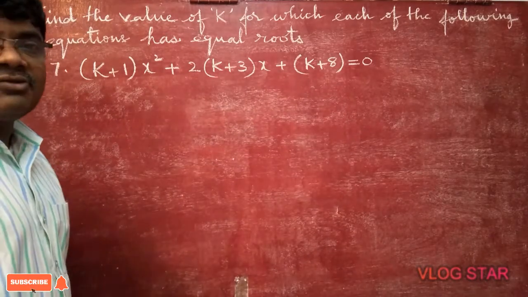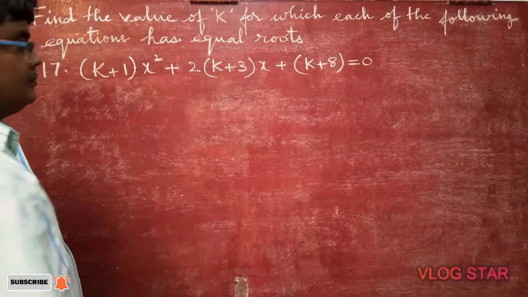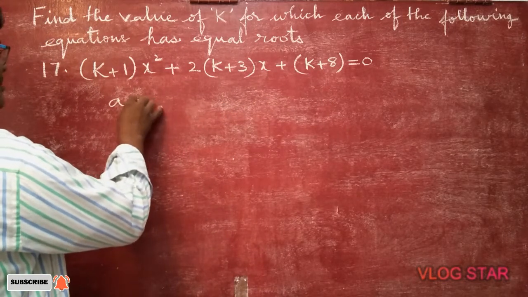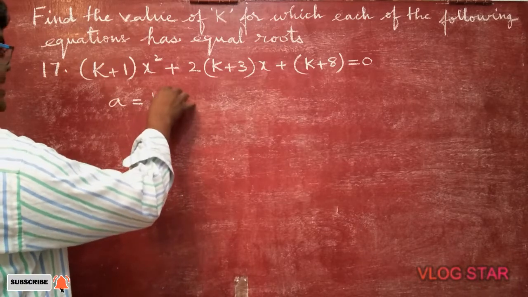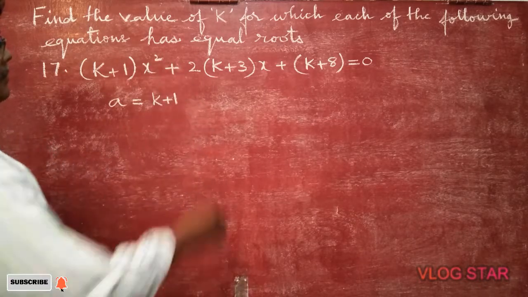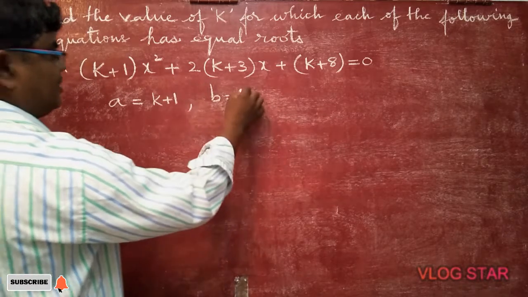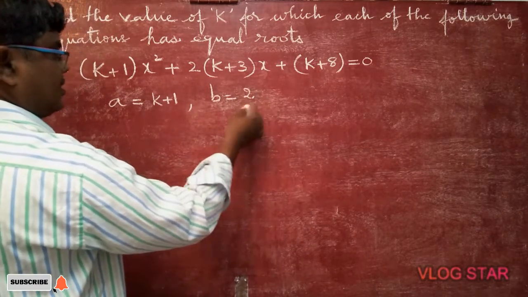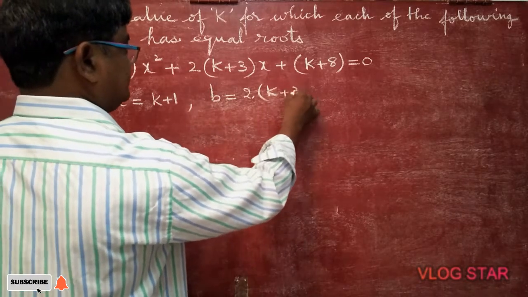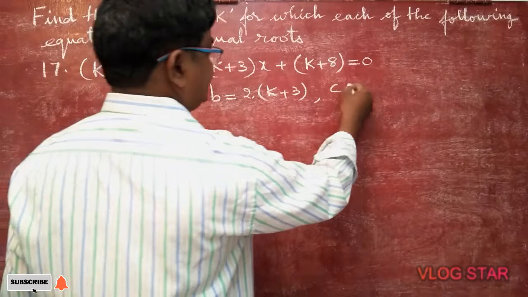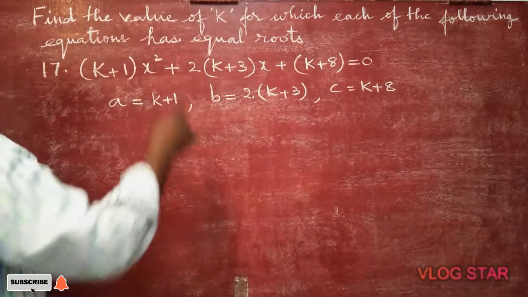How do we call it a quadratic equation? x square, x and constant. What is a? A means the coefficient of x square. What is the coefficient of x square? k plus 1. And what is b? The coefficient of x with the sign. If I am not writing, it means plus is there. 2 into k plus 3. And what is c? c is equal to the constant, k plus 8.